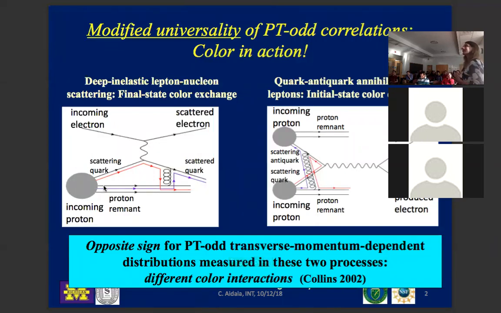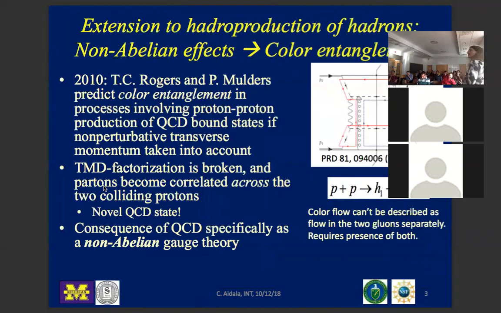So thinking of color interactions in QCD, of course, the sign change predicted between SIDIS and Drell-Yan of the pT-odd transverse momentum dependent distributions is due to color exchange between partons involved in the hard scattering and remnants of the incoming hadrons. And the 2010 prediction for TMD factorization breaking and color entanglement by Ted and Piet was really a natural extension of this from the SIDIS and Drell-Yan case, which of course at leading order are QED processes involving hadrons, now to hadroproduction of hadrons.